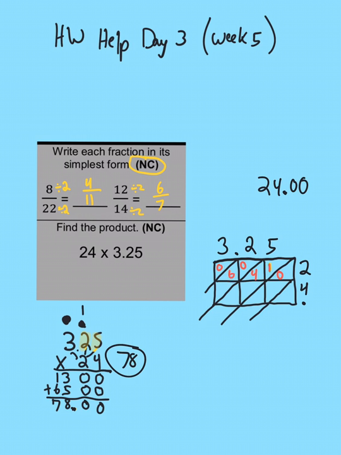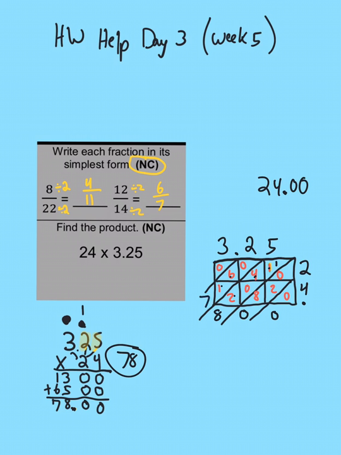Now I'm going to multiply the 4 by everything. 4 times 5 is 20, 4 times 2 is 8, 4 times 3 is 12. Then I'm going to add up the red numbers in the diagonals. I have 0, 8 plus 2 is 10, write the 0, carry the 1, 2, 6, 7, 8, 1 plus 6 is 7, and that 0 is just 0.